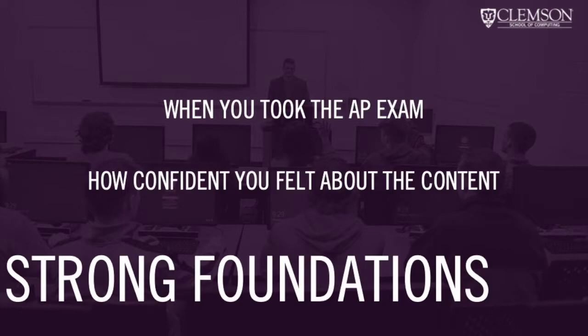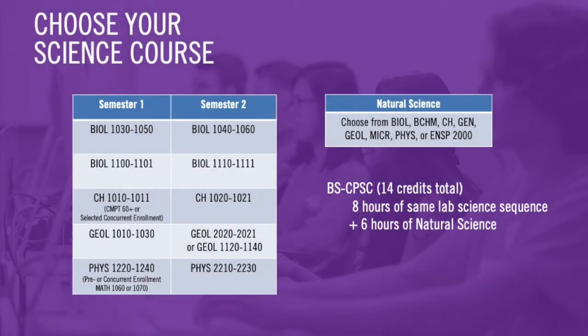Choosing your science. All 3 School of Computing undergraduate degree programs require taking science courses. If you are in the BS in Computer Science program, you must complete 8 hours of a specified lab science sequence of biology, chemistry, geology, or physics with calculus. In addition, BS in Computer Science majors must complete 6 credits, or 2 additional courses, of any biology, chemistry, microbiology, physics, or environmental science courses.